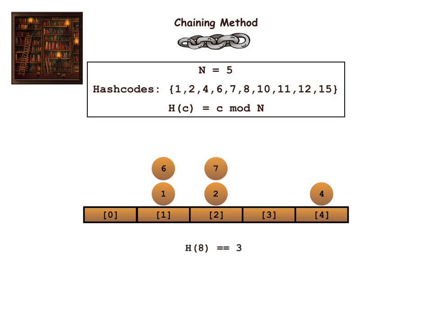Then we have 8. 8 maps to location 3. That's where we put 8. 10 would map to location 0. 11 would map to location 1. 12 would map to location 2. And 15 would map to location 0.